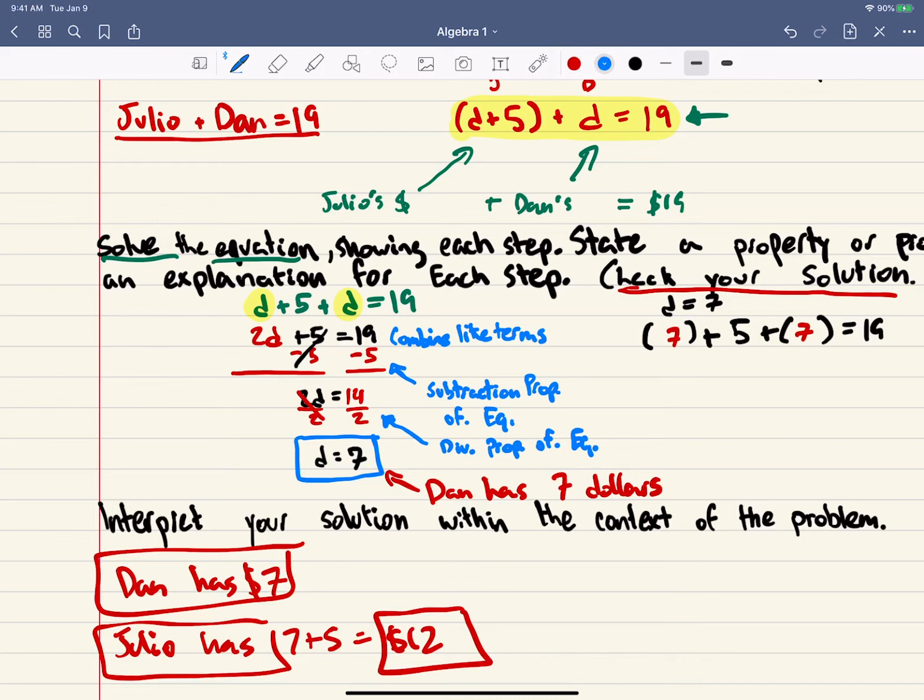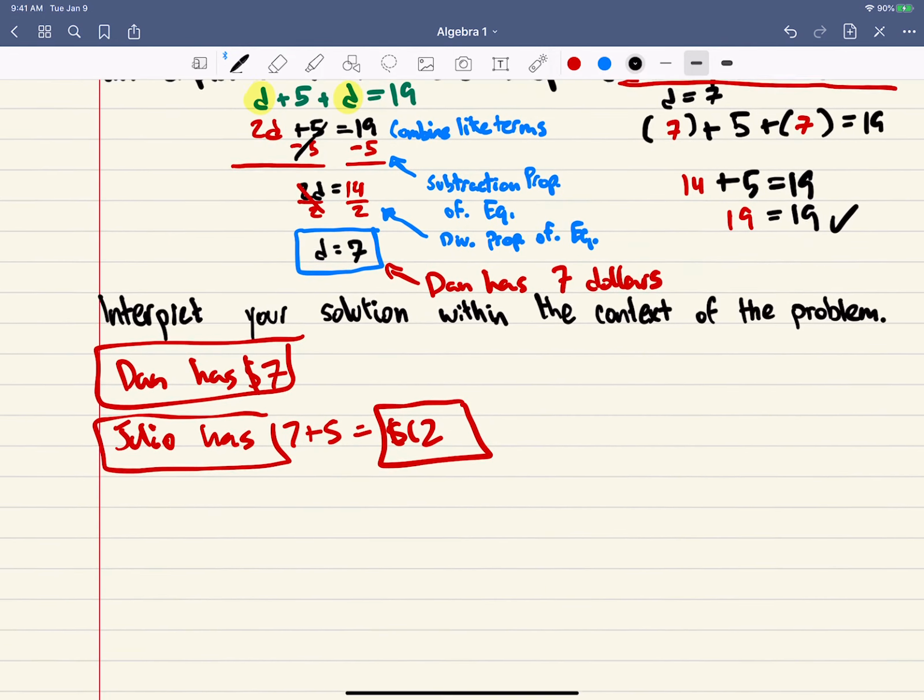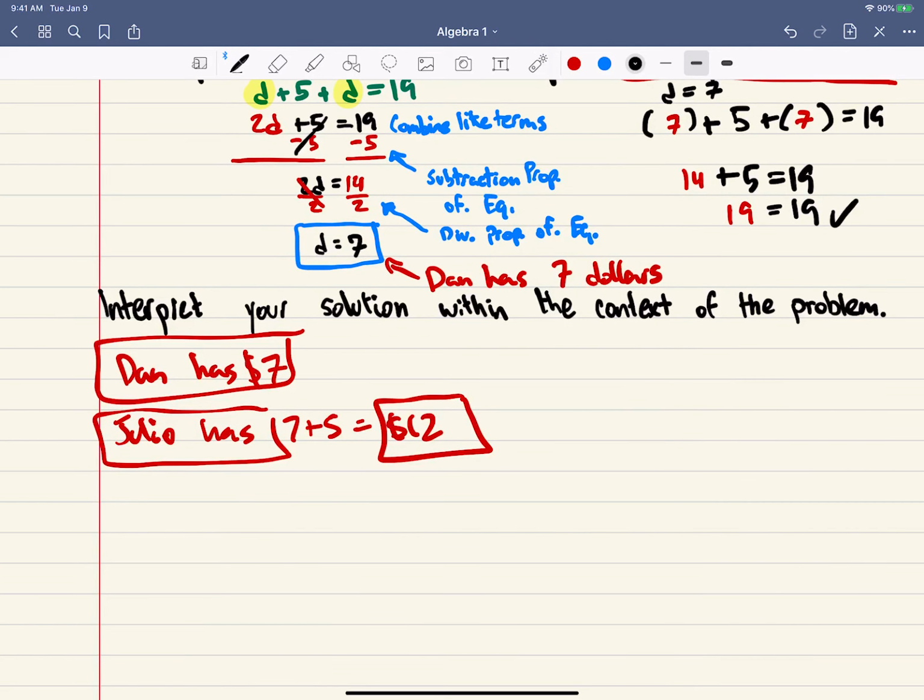Right? We're going to combine our like terms. 7 plus 7 is 14. And then 14 plus 5 is going to equal 19. So we're going to get 19 is equal to 19. So it checks out, right? So we know our solution is true. Let's just interpret our solution: Dan has $7. And because Julio has $5 more than Dan, that means Julio has $12. So let me rewrite that. Dan has $7. Julio has 12.